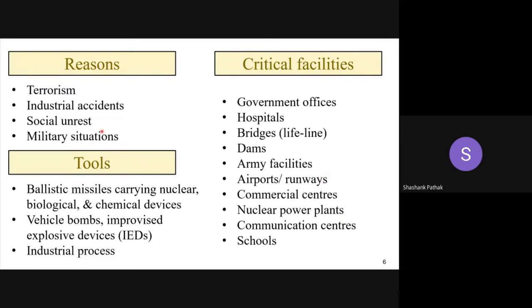Now, as a civil engineer, we are supposed to design the structures. We are supposed to provide safe facilities. So the question comes, which facilities should we consider for these kinds of explosive loadings? There can be some government offices, like the office or house of the prime minister or president, or some important government offices which are prone to such fatalities, and they should be designed for explosive loading.